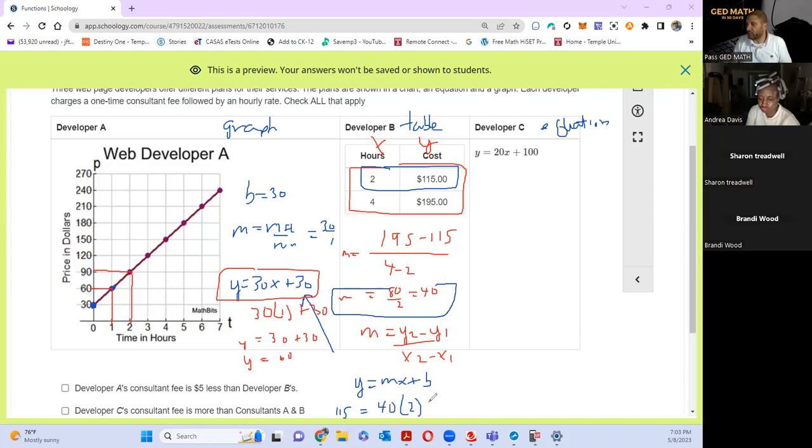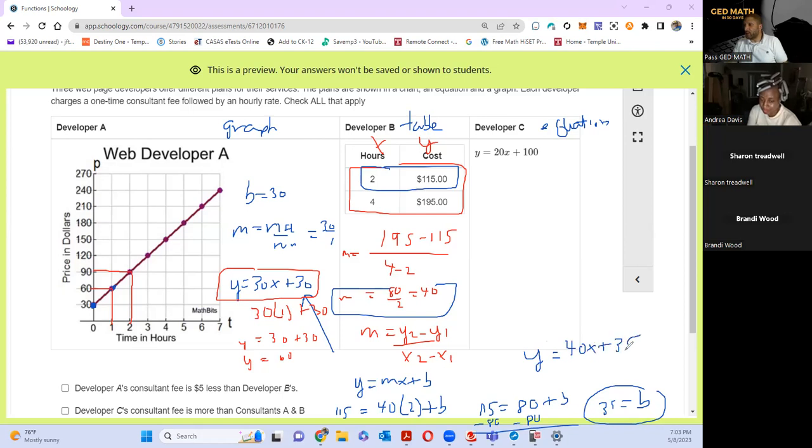My x is 2, so I'm going to have to move over here. 115 equals 80 plus b. In order to get b by itself, I subtract 80. So again, I'm running out of room. I'm sorry. So I get b equals 35. So the second equation is y equals 40x plus 35.